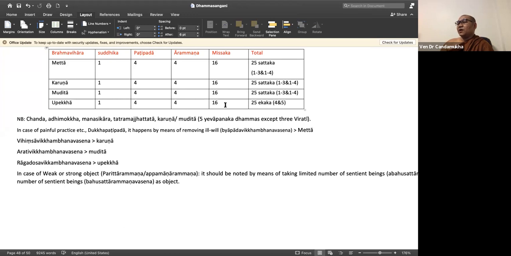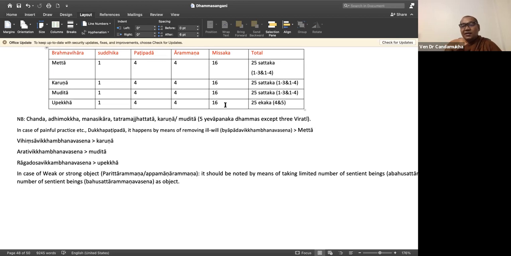For the Upekkha meditation, the number is the same, 25 Navakas, but the jhana is only one. So that is one point of difference. And then another point of difference is what? Karuna, Mudita, and so on: they may be Yevapanaka dhammas.